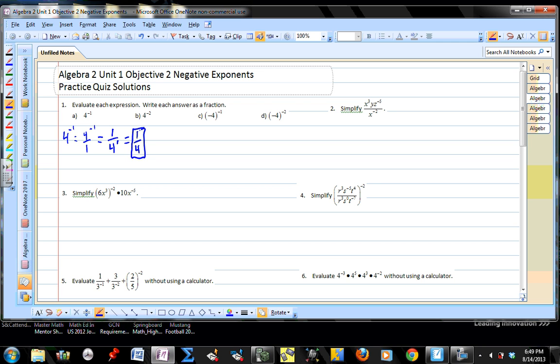Now, we're not going to think of every problem in this complicated manner, but this is the thought process behind rewriting expressions that involve negative exponents.